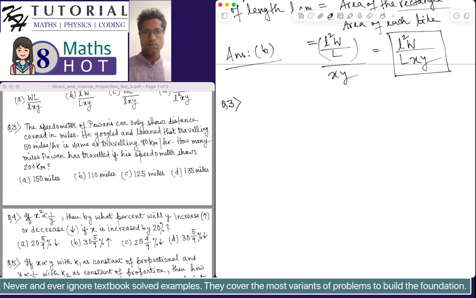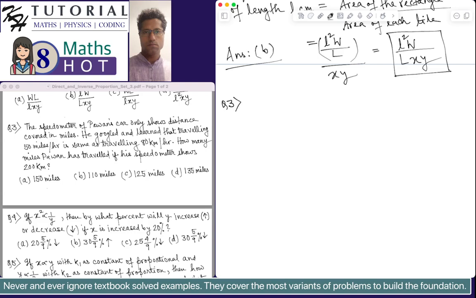If his speedometer shows 200 kilometer, how can the speedometer show 200 kilometer when it says in the first line that the speedometer of Pawan's car only shows distance covered in miles? So it must be that the speedometer of Pawan's car only shows distance in kilometer. I'm sorry, this is my mistake. I was framing the question, so I incorrectly wrote the first line. The first line will be: the speedometer of Pawan's car only shows distance covered in kilometer.